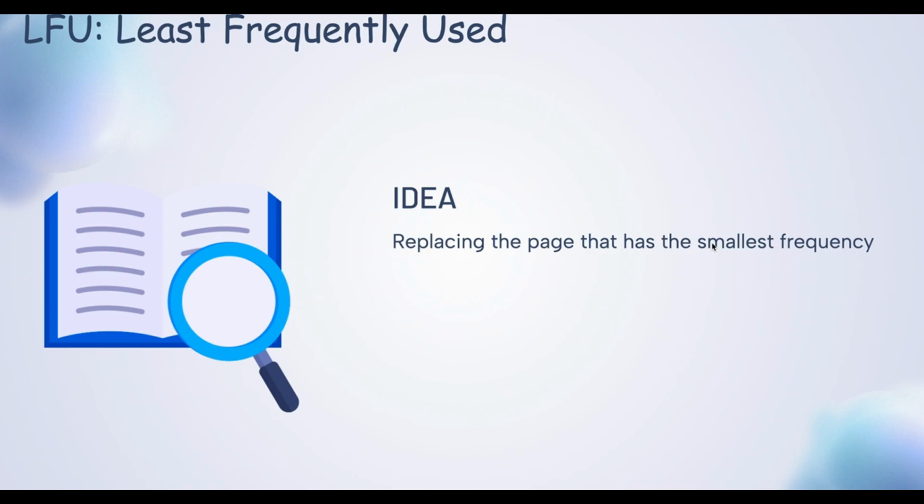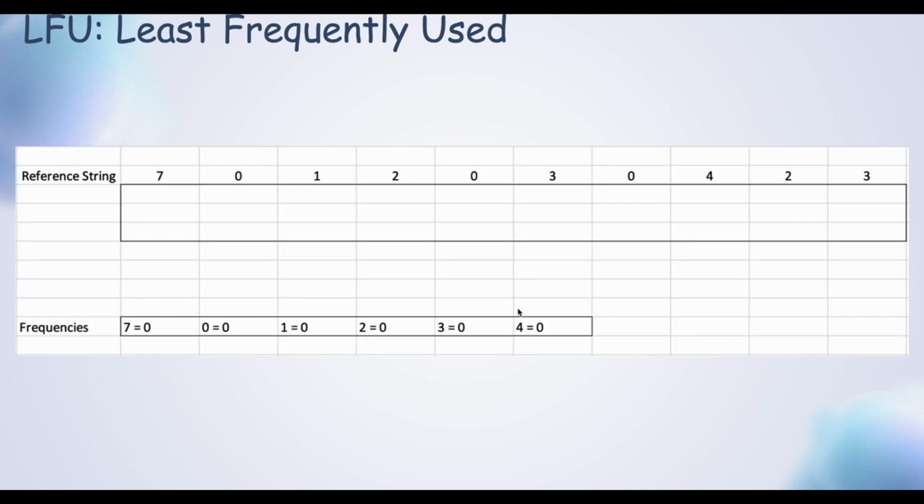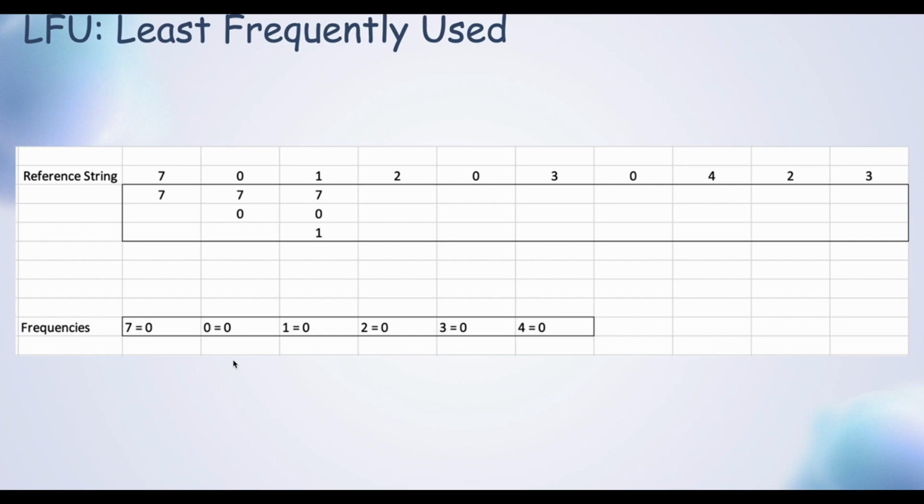So LFU is an abbreviation of least frequently used. The algorithm is basically to replace the page that has the smallest frequency. So let's take an example. We have a reference string like this, and since it has to do with the frequency of the number, I'm going to write the frequency of the number out in order to keep us on track.